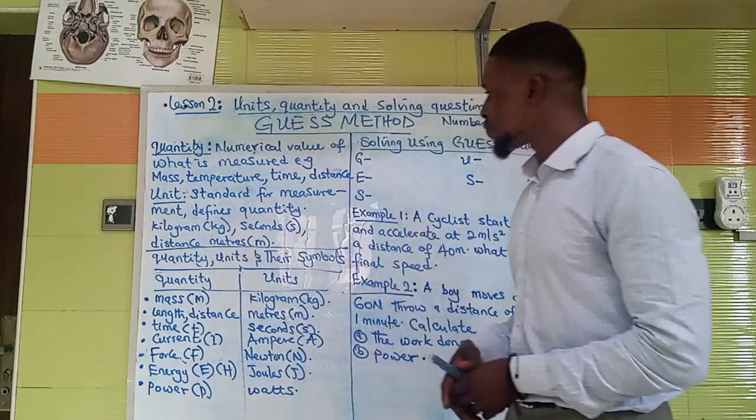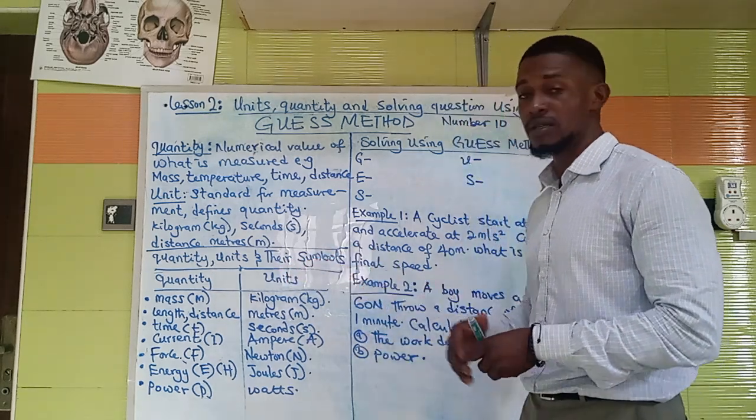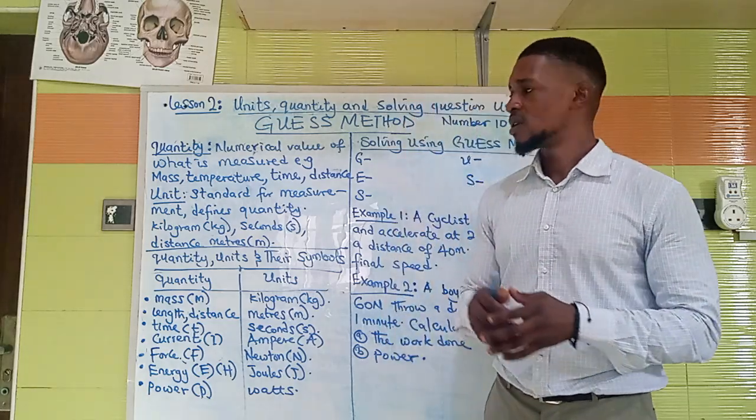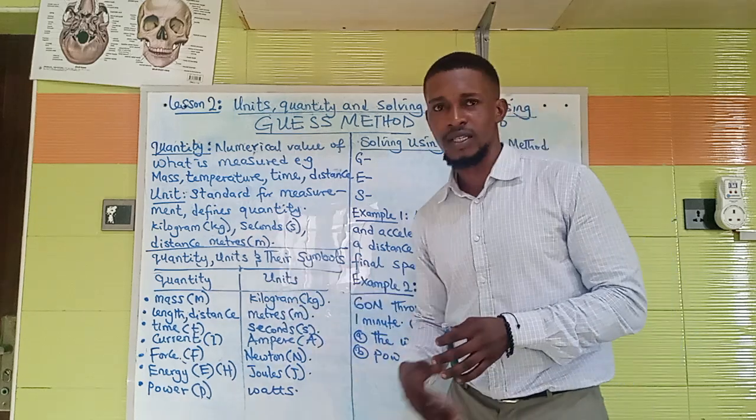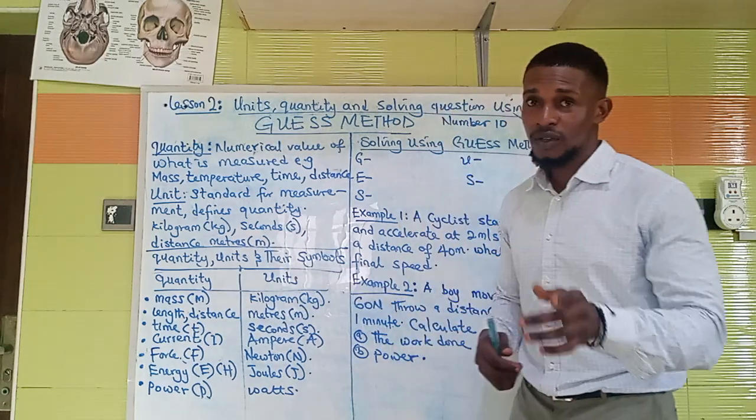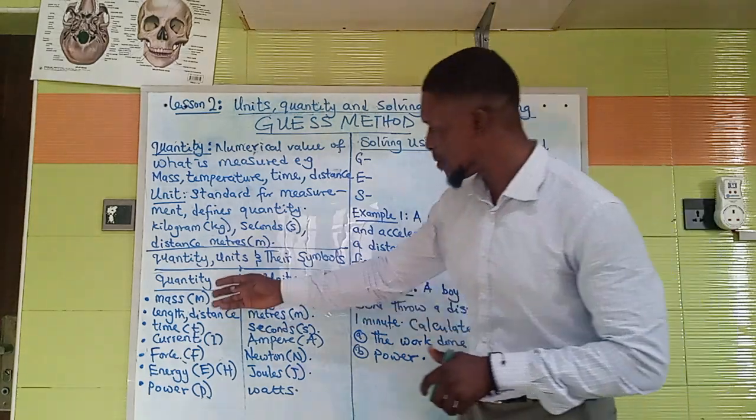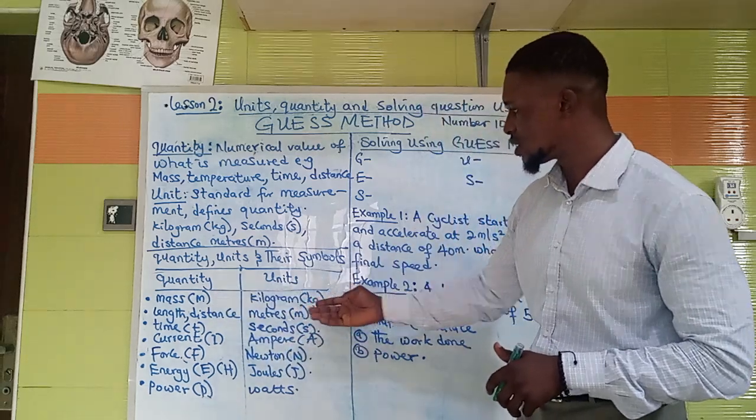Alright, so let us look at some quantities and their units and their symbols. Now, physics students, it's very, very important that you know the symbols of these quantities. Why? You're going to understand why in this class. Now, let's take a look at some examples. We have mass, the symbol is M, and the unit is kilogram.